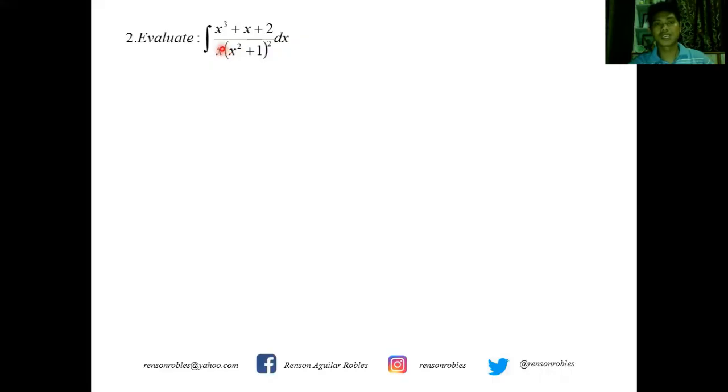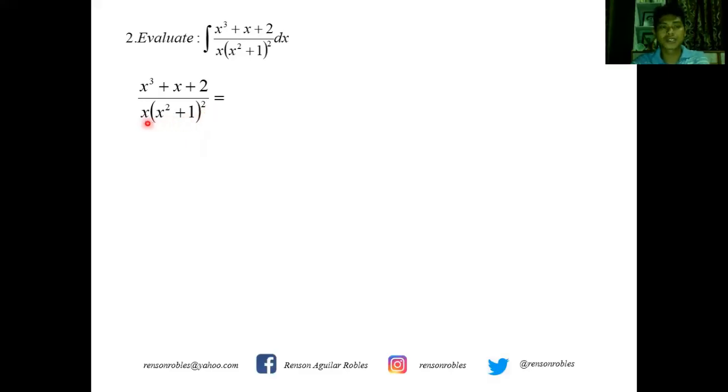So meaning the degree of the numerator is less than the degree of the denominator, which is a proper fraction. And since both the numerator and denominator do not have any common factor, then the fraction is irreducible. And that allows us to decompose x cubed plus x plus 2 all over x times the quantity x squared plus 1 raised to the second power into partial fractions. Okay, we take note of the factors of the denominator. You have x, that's linear, non-repeated. You have x squared plus 1, that's quadratic, and repeated twice.